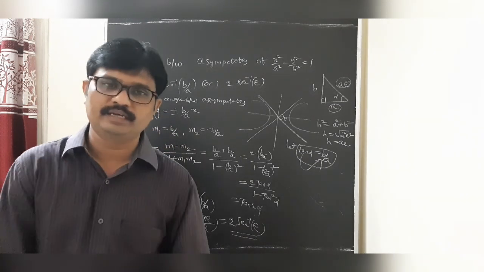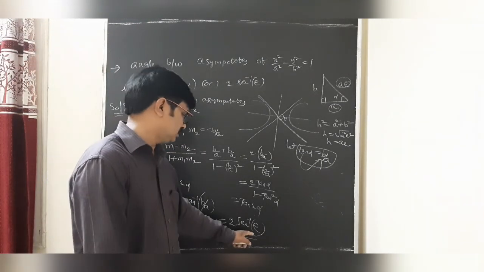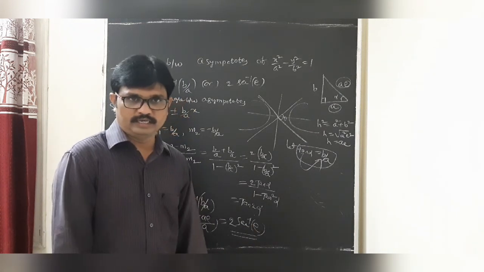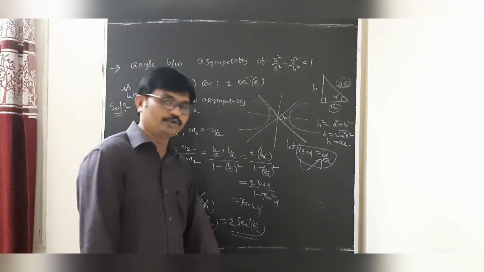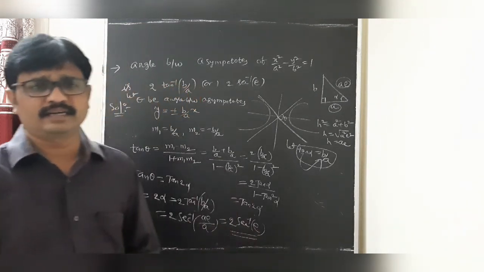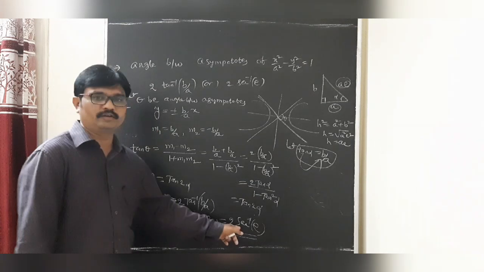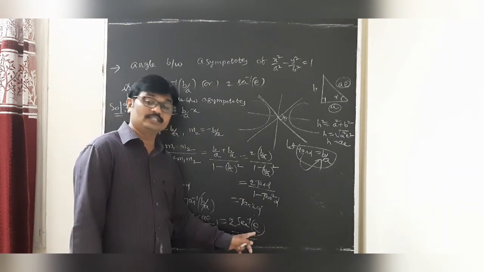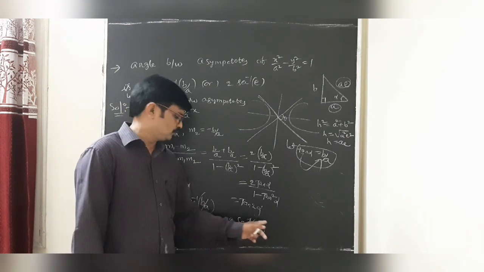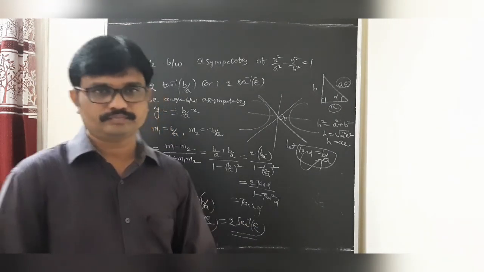Suppose the eccentricity of the hyperbola is root 2. What is the angle between the asymptotes? We directly take the angle between the asymptotes as theta equal to 2 secant inverse of e. Here e is root 2, and secant inverse of root 2 is 45. So 2 into 45 is 90. Is it clear, students?